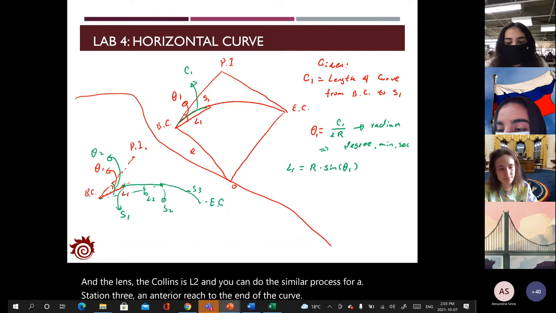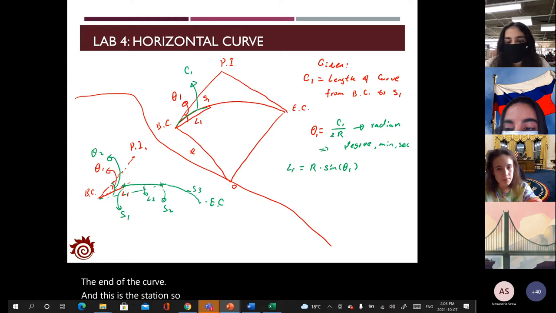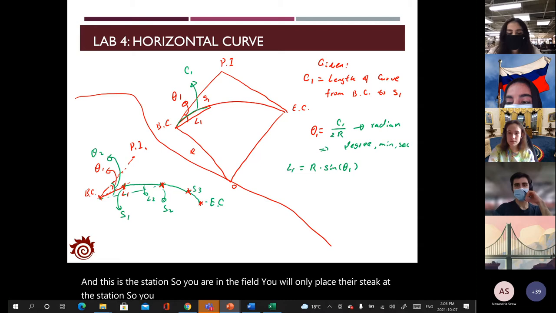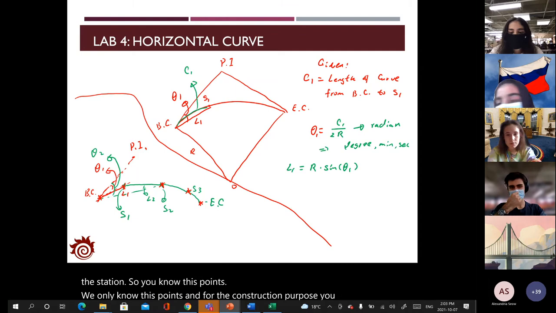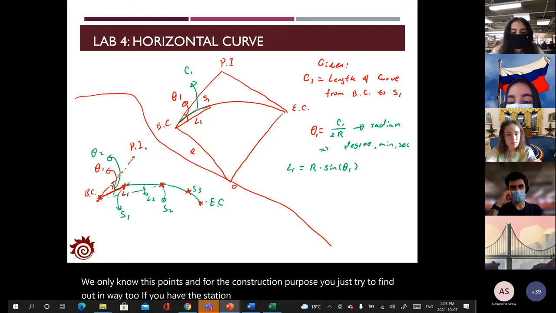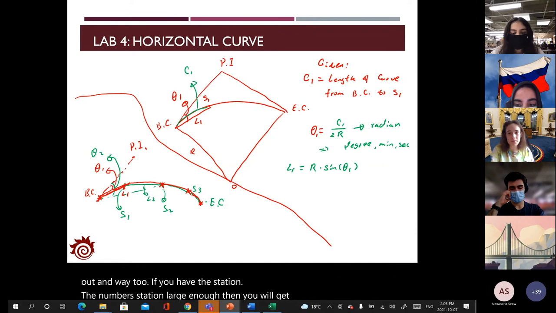And this is the station. So you are in the field, you will only place the stake at the station. So you only know these points. And for the construction purpose, if you have the number of stations large enough, then you will get approximately a smooth curve from BC to EC. So with that, you are able to get a horizontal curve on the road.